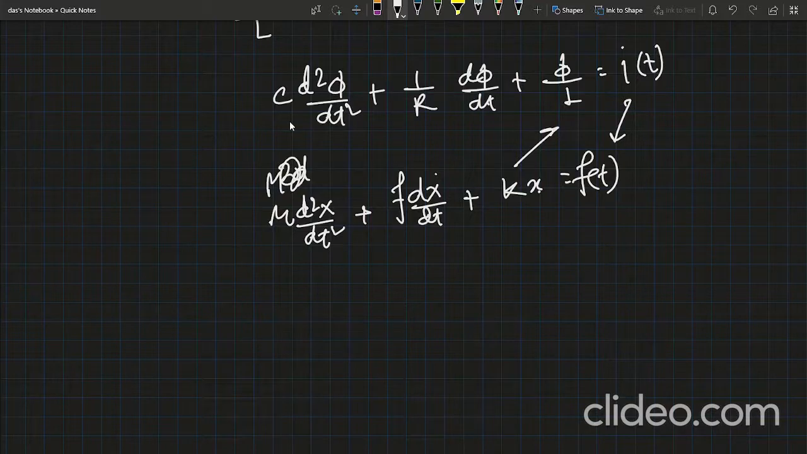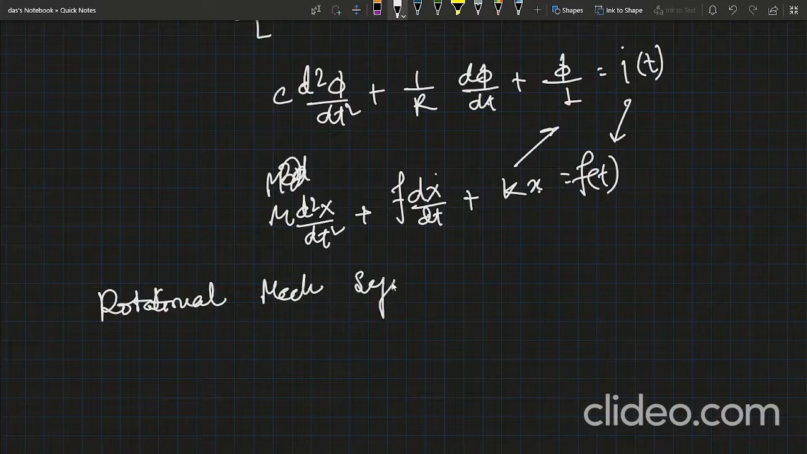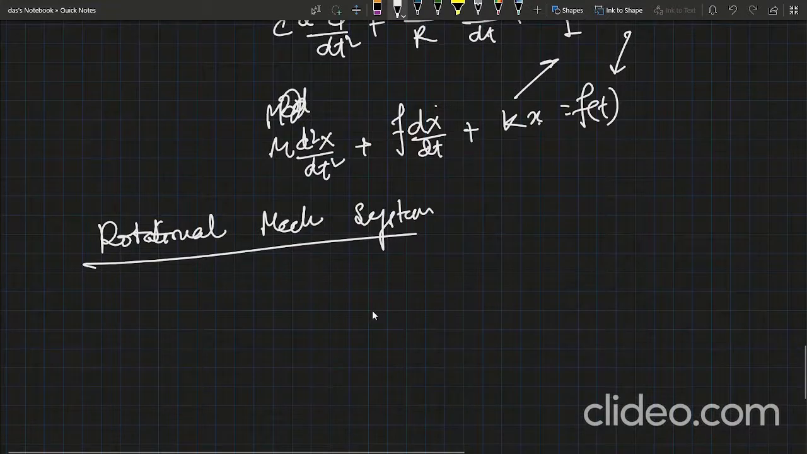Okay, so now we discuss the rotational mechanical system. That is much more important. Okay, the moment of inertia of a system is considered. Now our next topic is the rotational mechanical system. Okay, now consider the moment of inertia of a system.